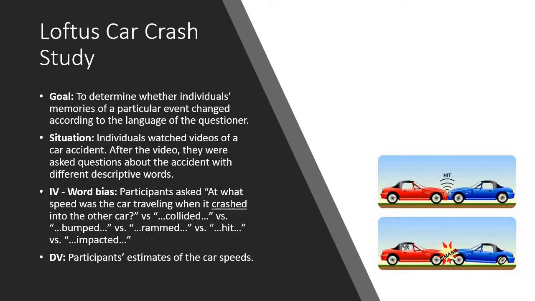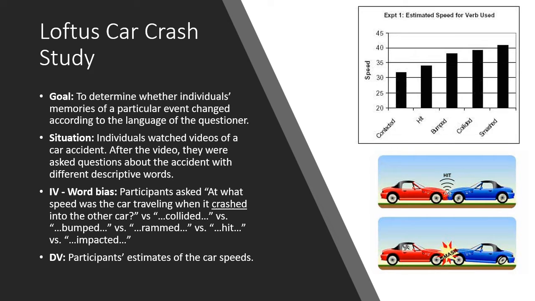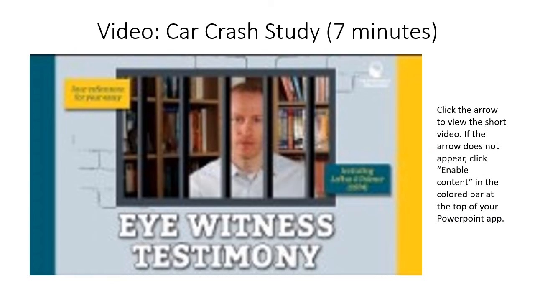They might say in a randomly assigned condition when it collided with the other car, or when it bumped the other car, or when it rammed the other car, or when it hit, or when the impact occurred. So they changed the language, and then they measured participants' estimates of the car speeds. And of course, you can see here that the more violent the words used, the higher the estimates of speed were, suggesting that questioning techniques can impact eyewitness testimony. It's a video of that you will have seen.